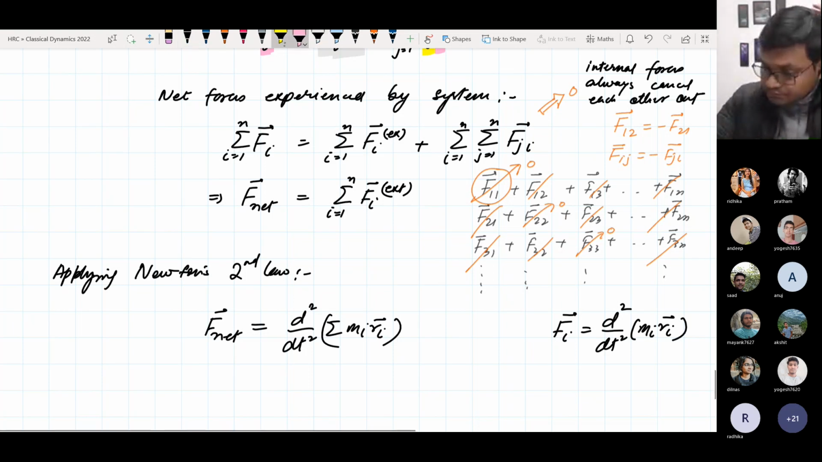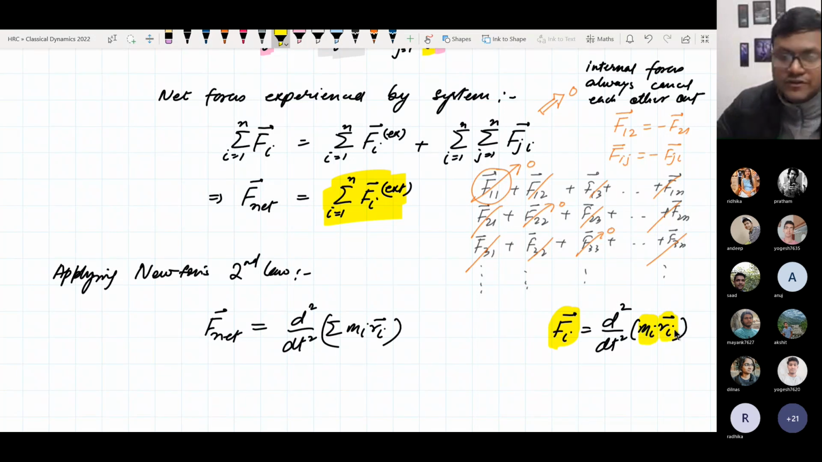In place of F net, because this is a summation of all individual external forces acting on each individual point mass 1, 2, 3, 4 up to n. An individual force on an individual particle will determine its individual trajectory, but because there is a summation, I have written the summation here. Okay, clear till here?